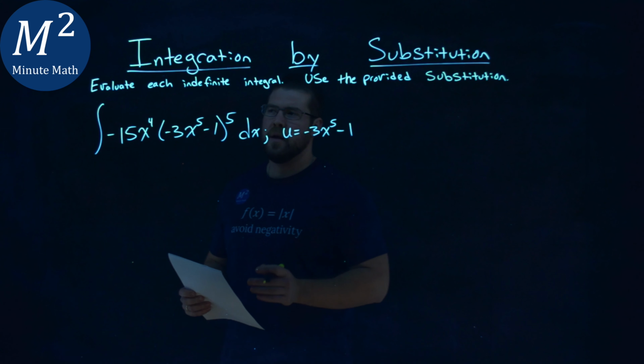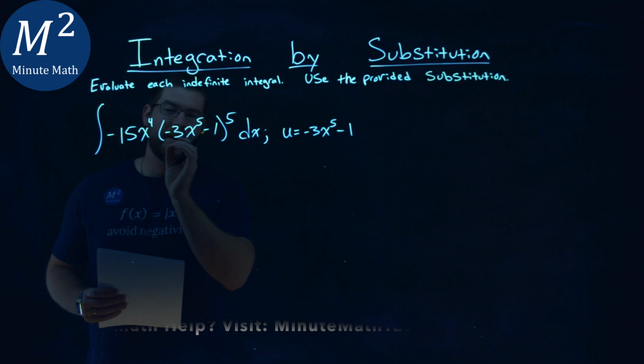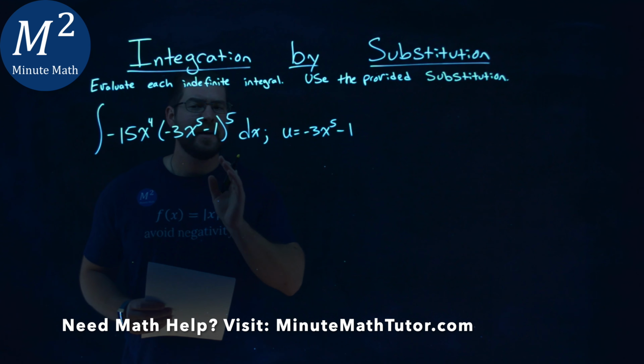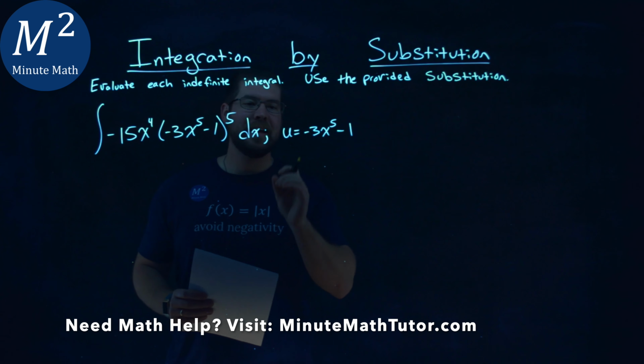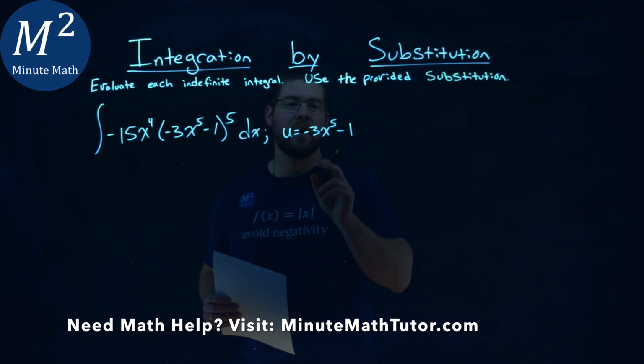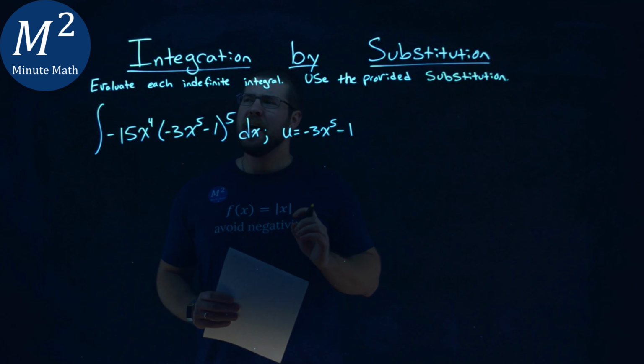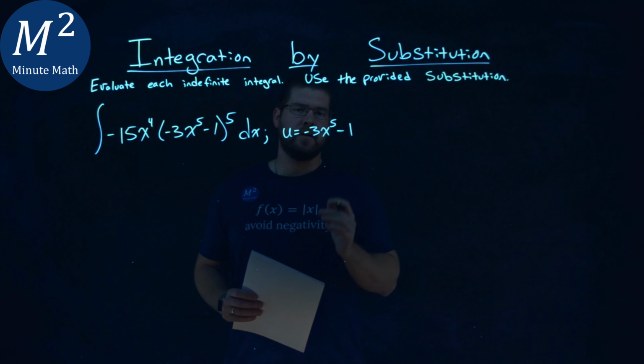We're given this problem right here, the integral of negative 15x to the fourth power times negative 3x to the fifth power minus 1, and that part to the fifth power dx, and we're given a u value of negative 3x to the fifth minus 1, and we need to evaluate this indefinite integral.